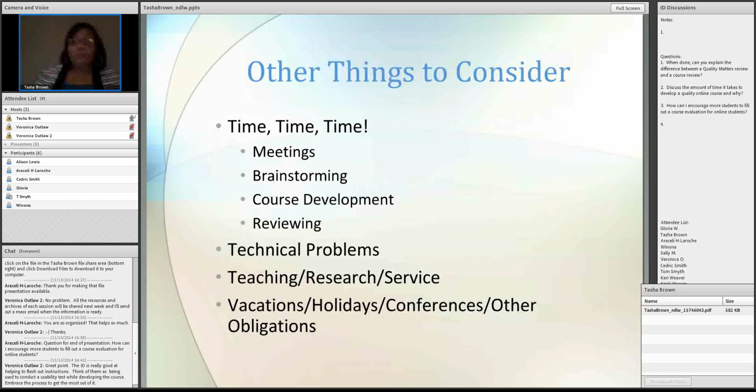Other things to consider, and this alludes to one of the questions that have been posted, is the amount of time it takes to develop a quality online course. It takes time, and time. You have to make time for meetings with your instructional designer. You have to make time to brainstorm and think through your process. Then you have to make time to develop the course and review the course.